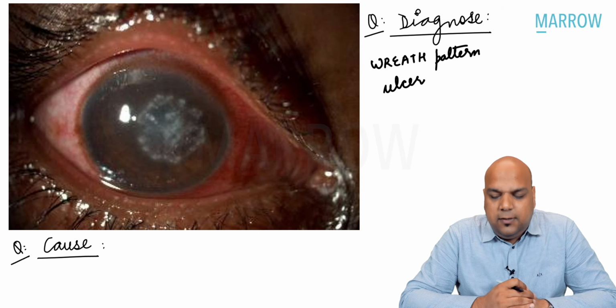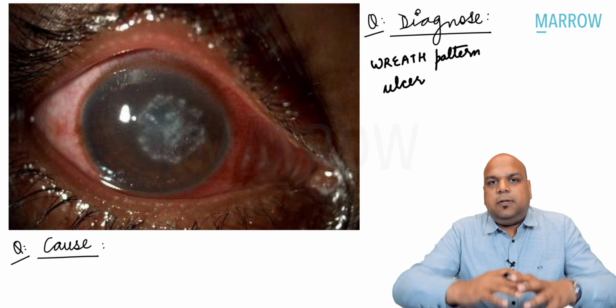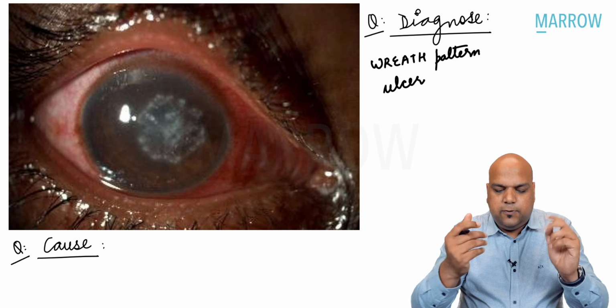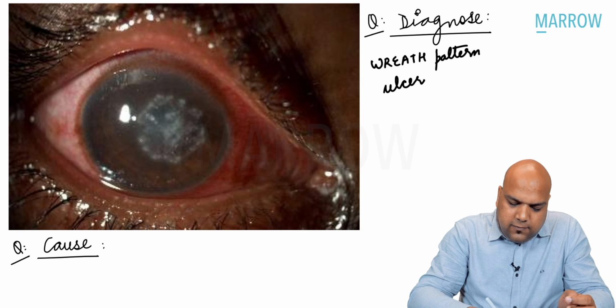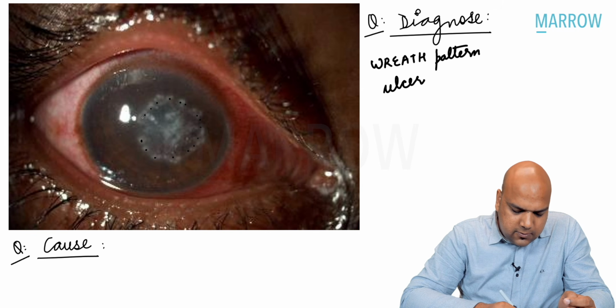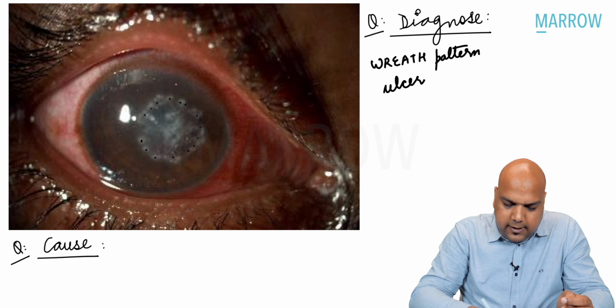We respect them a lot. That's a round collection of flowers, and that's what it looks like, right? A round collection of flowers with all the flowers pointing outwards like this, and that is why it is called a wreath pattern ulcer. I hope you can make it out.